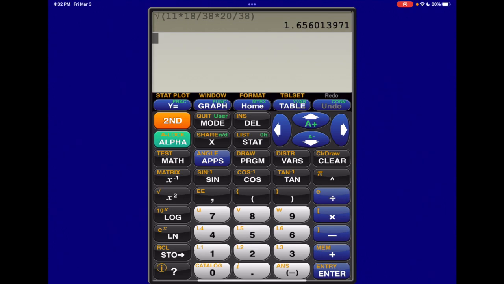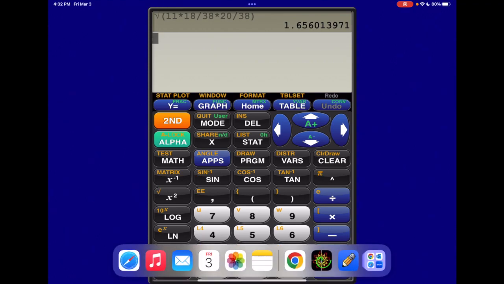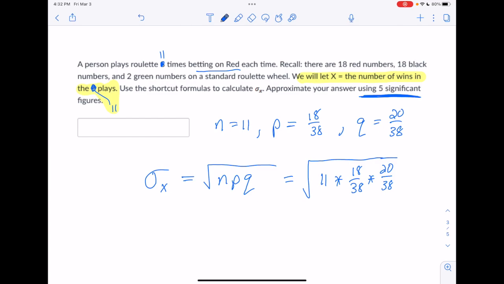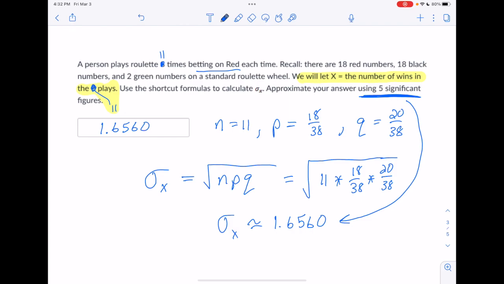We want 5 significant figures, so 1.6560. The 0 is followed by a 1, so we'll stick with the 0. So swapping back, writing our answer down, sigma x is approximately 1.6560. Sometimes people say, oh, if it's a 0, I don't need to write it. But if you get told to write 5 significant figures, you need to show the 0 to show that you're following those directions. So 1.6560 is our final answer that we'd enter into active learning.